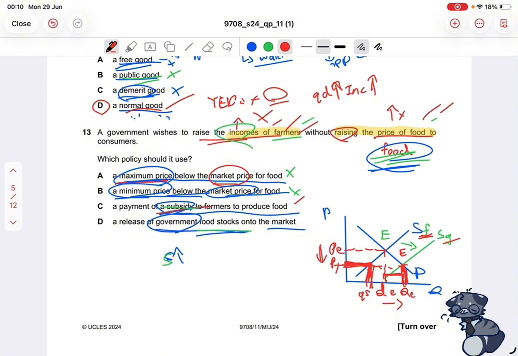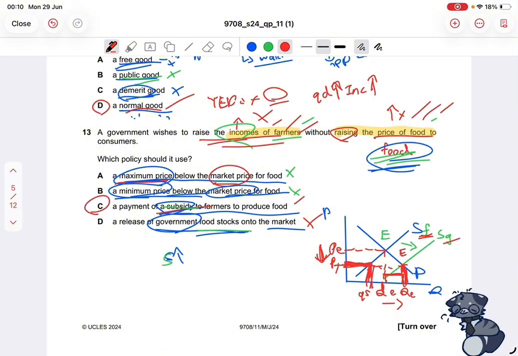However, without raising the price of food, does it raise the price of food? No, it doesn't. It even falls. So although this checks out, the income of farmers does not increase. So that can be it. Let's cross it out. So our only option left is option C, and that is correct.